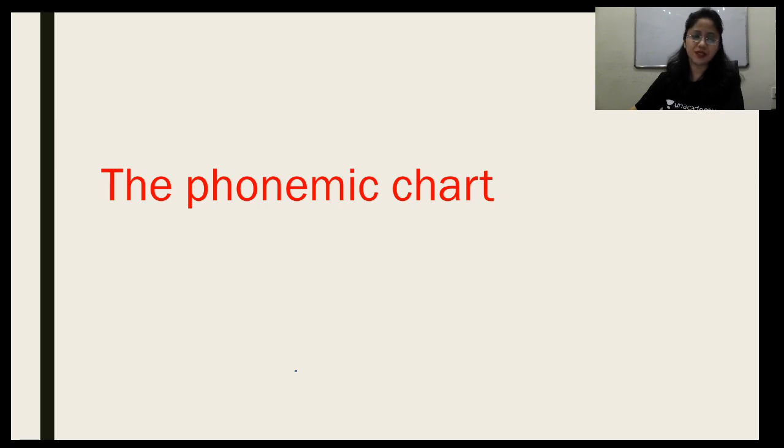Now let's move forward and figure out and understand what a phonemic chart is. The phonemic chart. Now, before I begin, I would like to ask my students if you've ever heard about the phrase, the phonemic chart, this particular term before. So, Pachu, have you heard about the phonemic chart before?